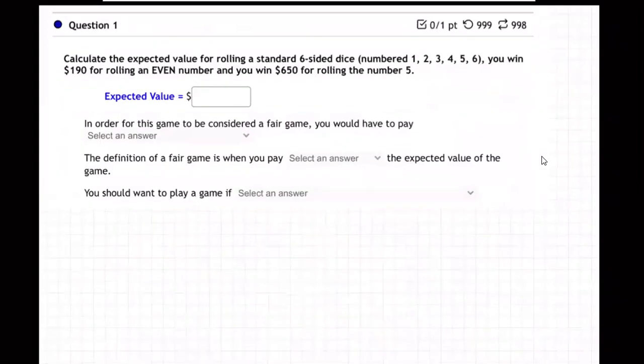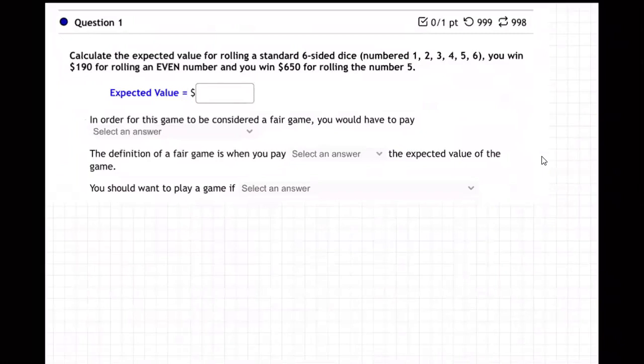All right, so let's get back to what are we talking about? Well, on this problem, you are rolling a die, and you can get the numbers 1 through 6, right? You win 190 if you get an even number, and 650, at least those are my numbers, if you roll the number 5. So how does that work then?